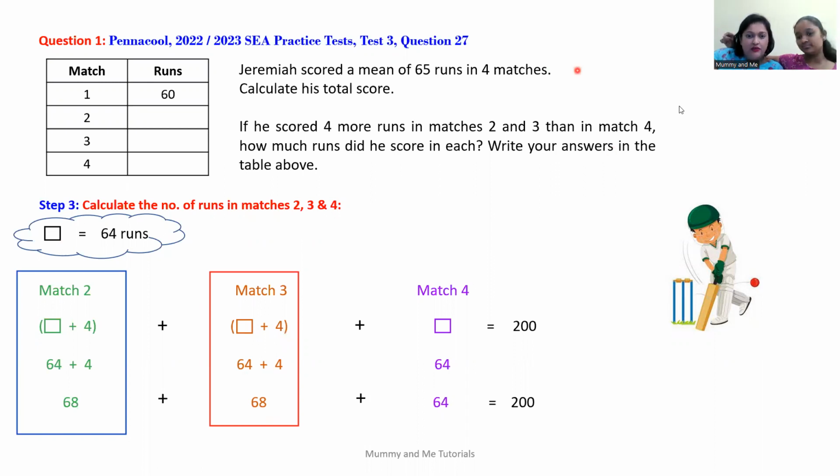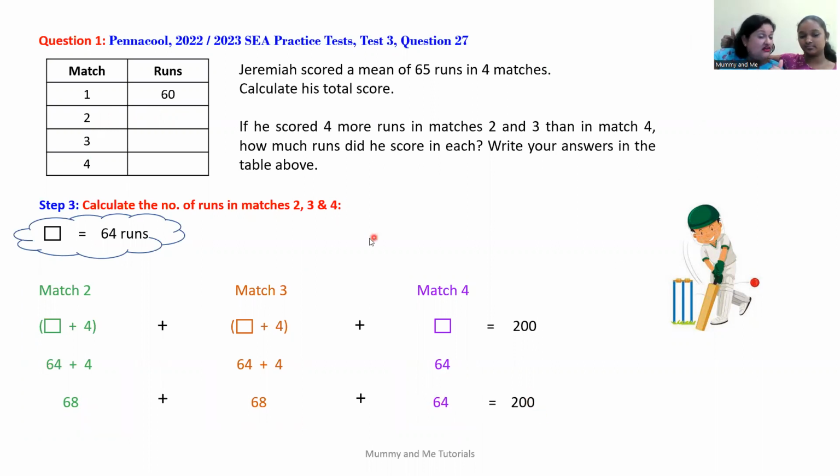And then what about in match 4? In match 4, he scored box number of runs, which is equal to 64. Okay, just 64. Yes. But remember, we calculated that the sum of the runs in matches 2, 3, and 4 to be 200. So does 68 plus 68 plus 64 add up to 200? Yes, it does. So that means our answers are correct. Good. So now we need to write our answers in the table above.